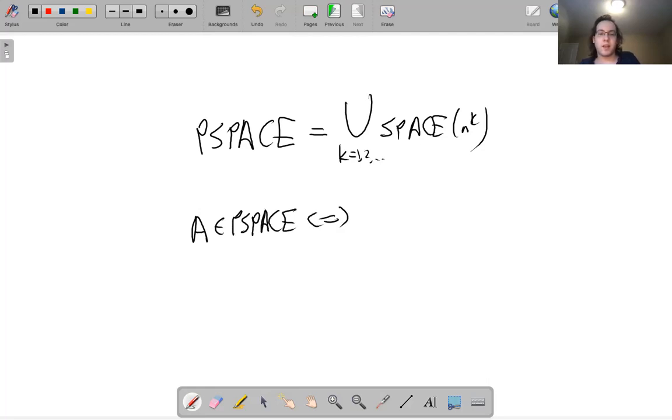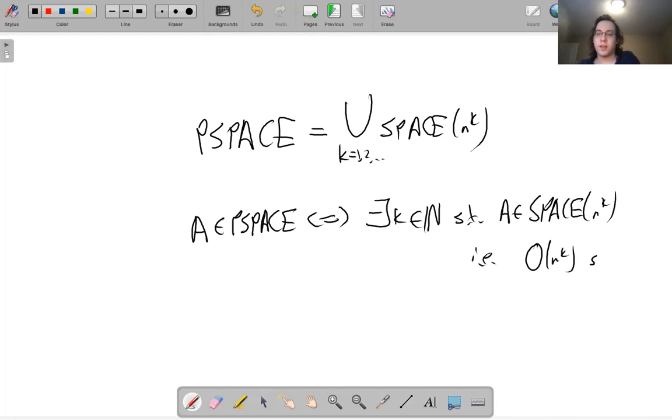A is in PSPACE is equivalent to saying that there exists a natural number k such that A is in space n to the k, i.e. O(n to the k) space is used. So A is decidable in O(n to the k) space, where n is the input size here, and k is a constant that's not dependent on the input size. It's only dependent on the language A, but it's not dependent on the input W that you give to the machine when asking whether W is in the language A.